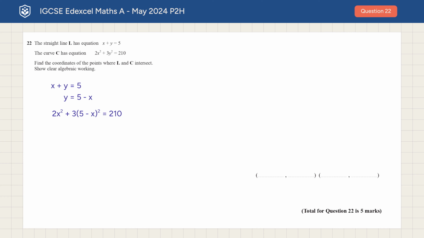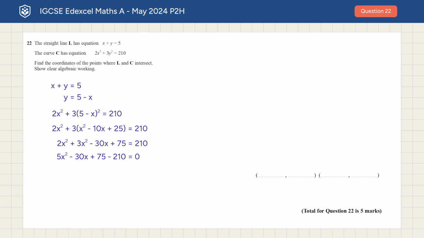Next, we need to expand that bracket. (5 minus x) squared is 25 minus 10x plus x squared. Multiplying that entire bracket by 3, our equation becomes 2x squared plus 75 minus 30x plus 3x squared equals 210. Now, let's combine our like terms. 2x squared plus 3x squared gives us 5x squared. So we have 5x squared minus 30x plus 75 equals 210.